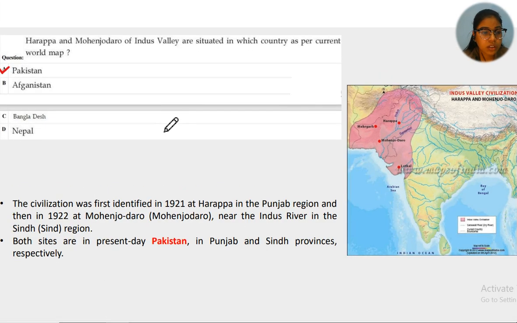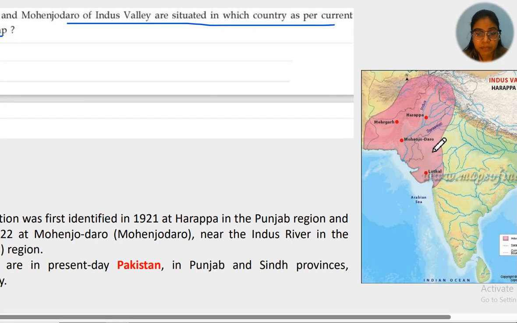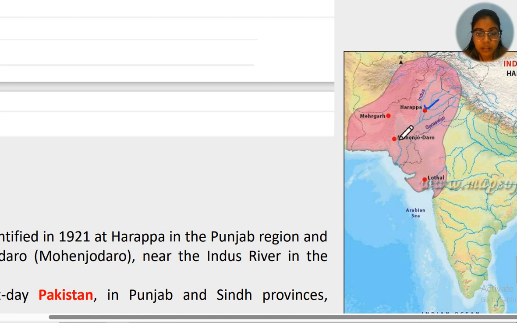Coming to the next question. The question is about Harappa and Mohenjo-daro of the Indus Valley: in which country are they situated as per the current world map? As you can see in the image, here is Harappa and this is Mohenjo-daro. Both are situated in Pakistan, and here you have Mehrgarh, which is also important and is nearby Balochistan. One more site is Lothal, which is in Gujarat, India.